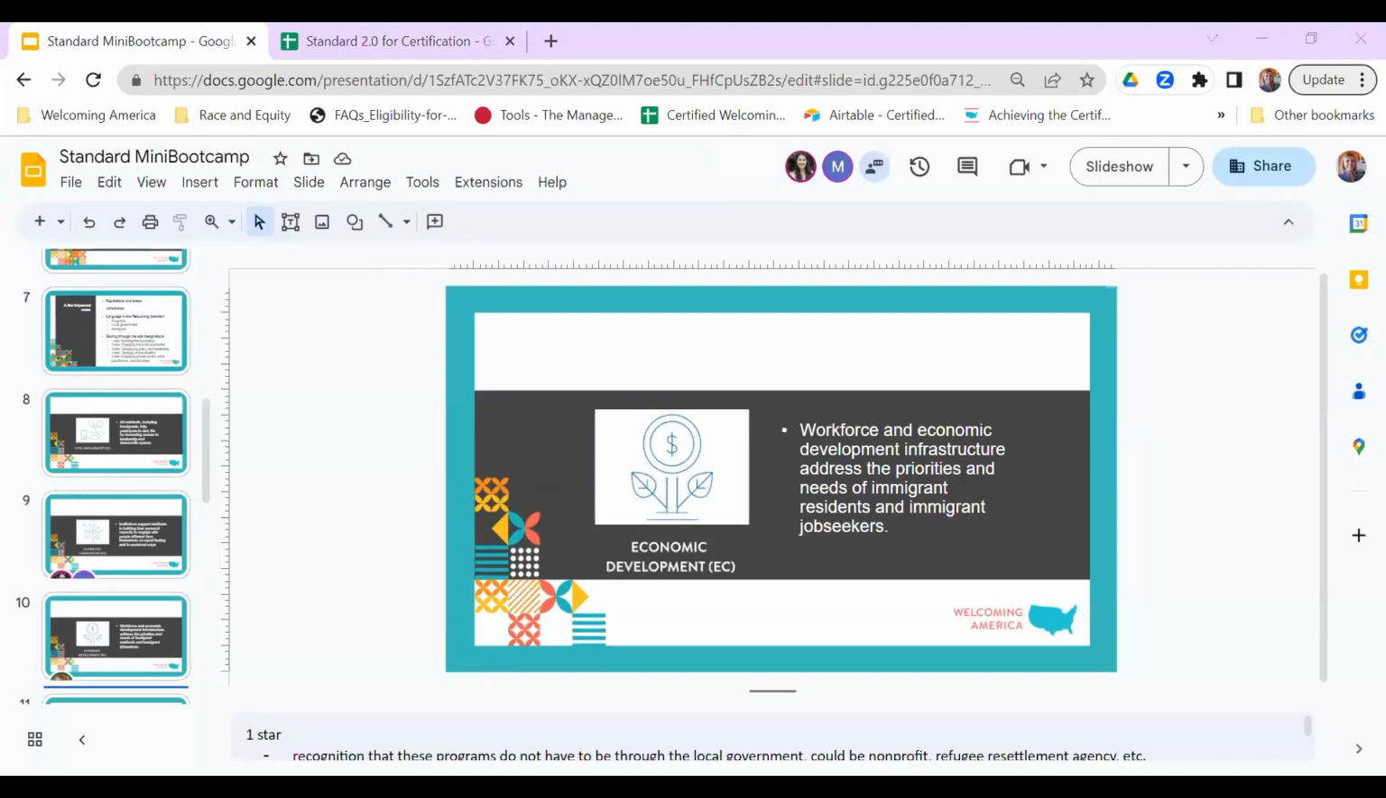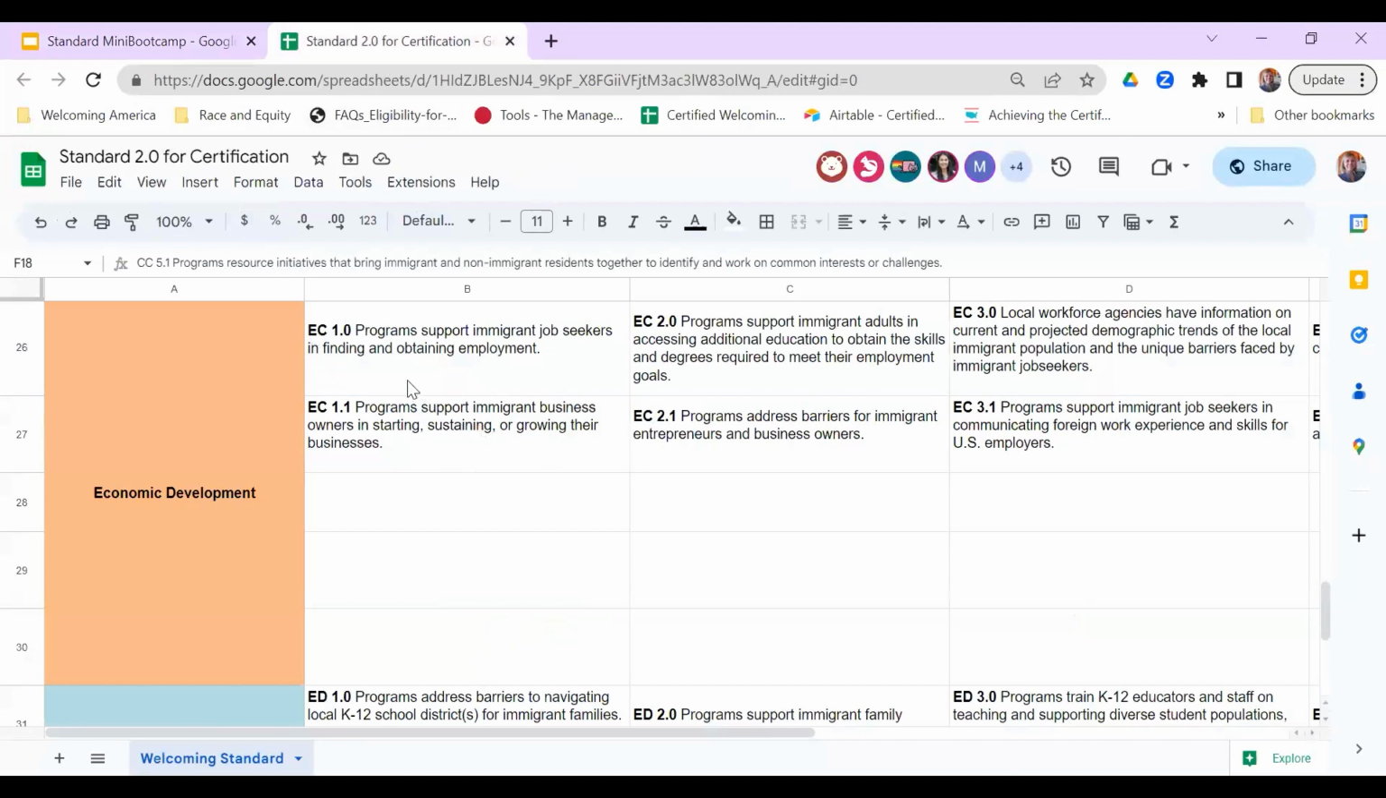So here we have workforce and economic development infrastructure addressing the priorities and needs of immigrant residents and immigrant job seekers. So economic development is thinking both about workforce as well as business development, small business, large business, entrepreneurship, and so on.